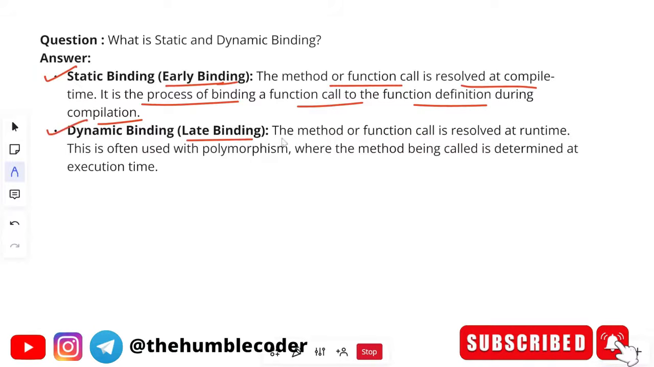Dynamic binding is also called late binding. The method or function call is resolved at runtime. This is often used with polymorphism, where the method being called is determined at execution time. Okay, so this is mainly what static binding and dynamic binding are.